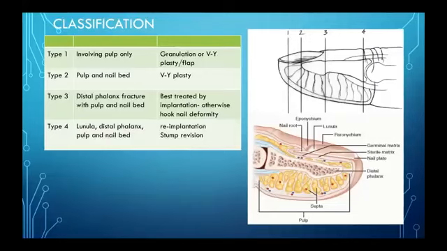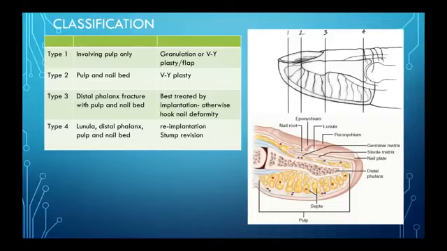A little bit on classification. It's amazing. We classify everything in orthopedics, and for good reasons. One, it provides us with a basis to decide on what treatment plan is. Two, we are also able to assess outcome based on severity of injury. And so the classification that I find easier for fingertip injuries is one that was designed by Allen.